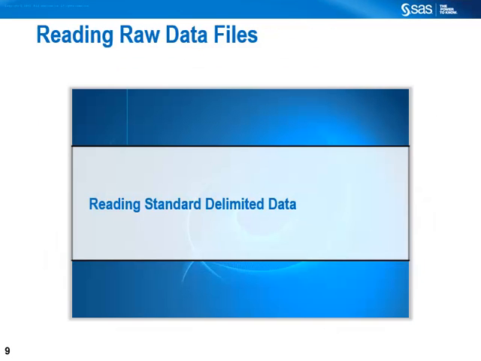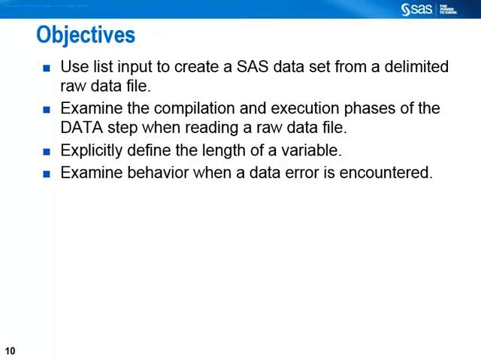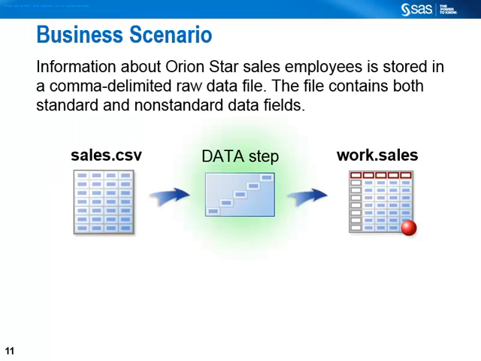Reading standard delimited data. Our objectives are: use list input to create a SAS data set from a delimited raw data file, examine the compilation and execution phases of the DATA step when reading a raw data file, explicitly define the length of a variable, and examine behavior when a data error is encountered. Business scenario. Information about Orion Star sales employees is stored in a comma delimited raw data file. The file contains both standard and non-standard data fields.